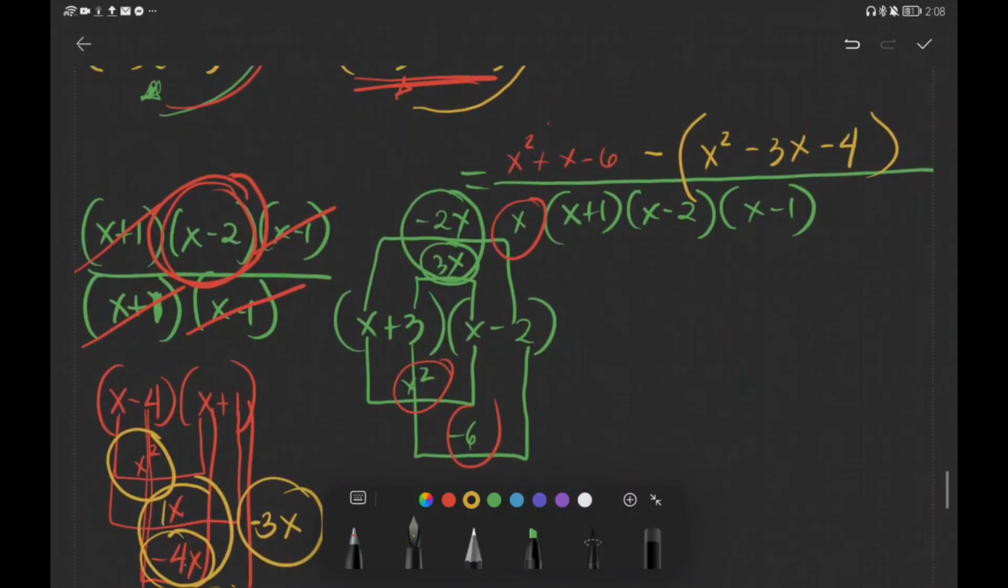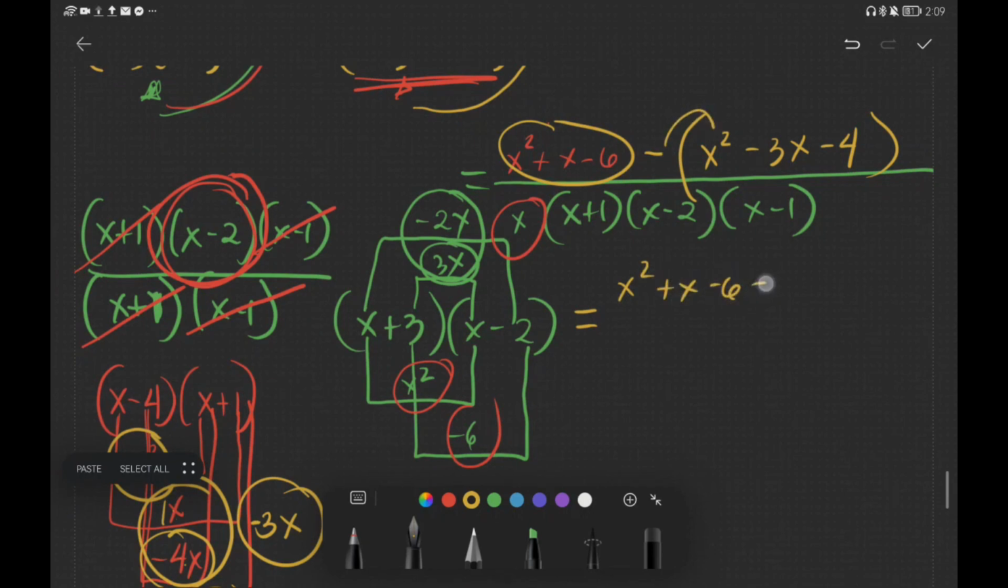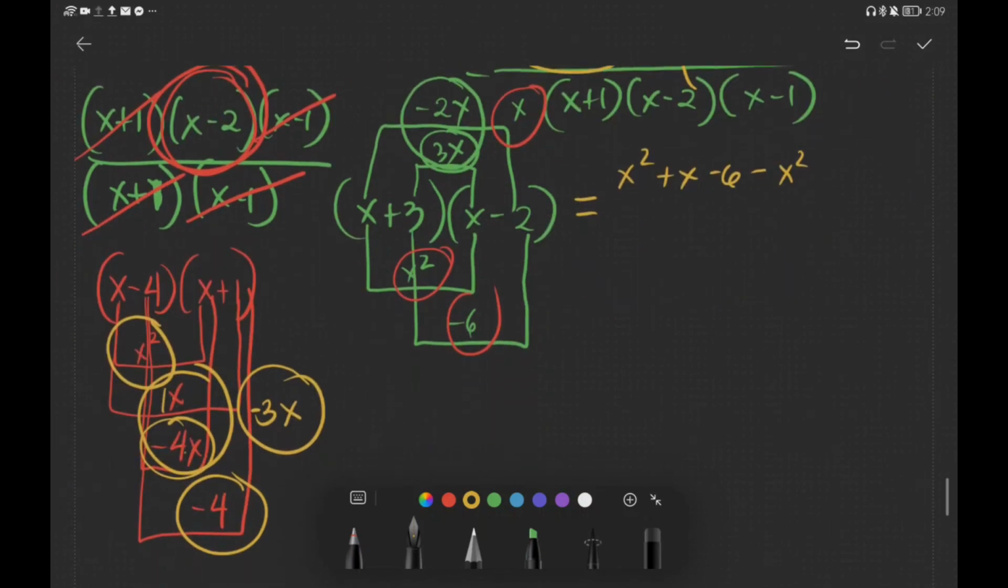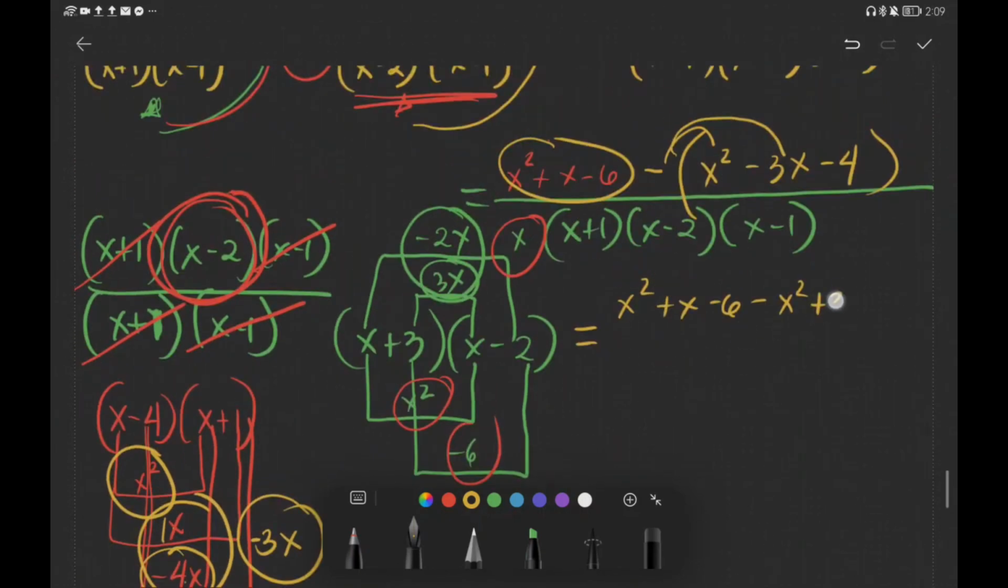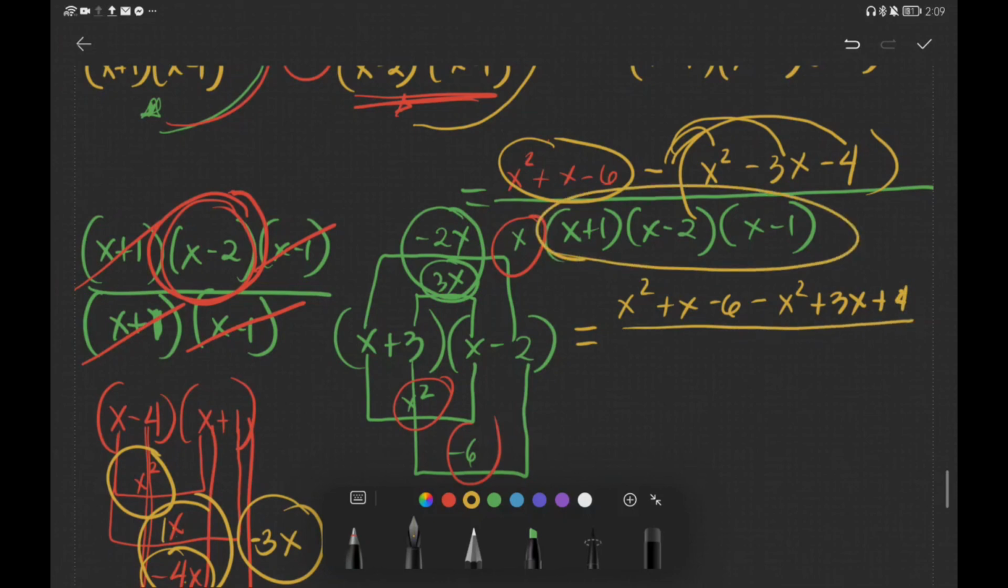So, now let's continue. We copy x squared plus x minus 6. We multiply, that's minus x squared. Negative times negative 3x, that's positive 3x. Negative times negative 4, that's positive 4. Over, we copy the LCD, that is x plus 1 times x minus 2 times x minus 1.